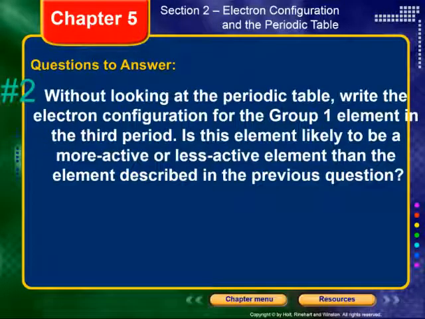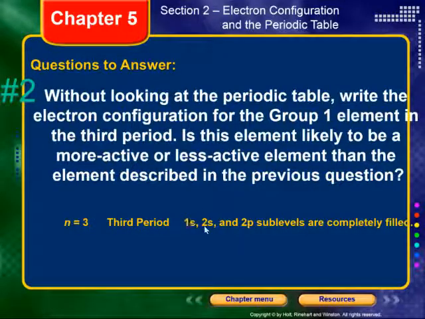All right, last question to answer here. We are looking for the electron configuration for the group 1 element in the 3rd period. So it's the 3rd period. N is equal to 3, right? So in order to get to N equals 3, that means that the 1s, the 2s, and the 2p sublevels have been completely filled. Makes sense, right? Now it's group 1, so that means that there's 1 electron.